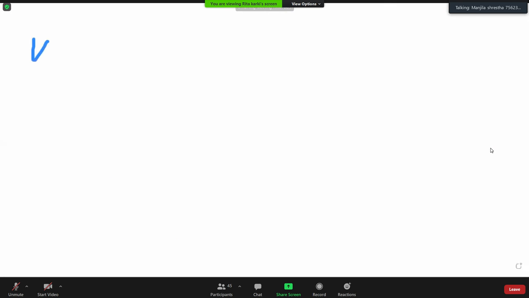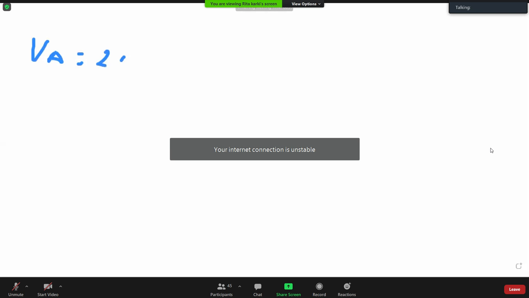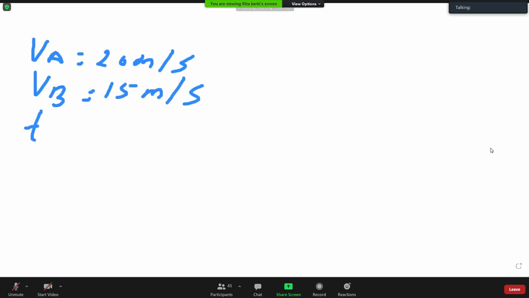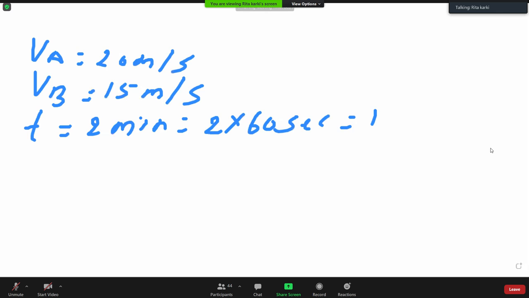Okay, the velocity is given. The velocity of the first vehicle is given, which is 20 meter per second. Velocity of the second vehicle is given, which is 15 meter per second. Similarly, time is given, which is 2 minutes, that is 2 into 60 is equal to 120 seconds. Clear? So the question has asked you to find out the distance. Velocity is already given. We need to find out the separate distance of both of the vehicles moving in separate directions, how much distance each vehicle will move within a certain period of time. So here we need to apply the formula of velocity.